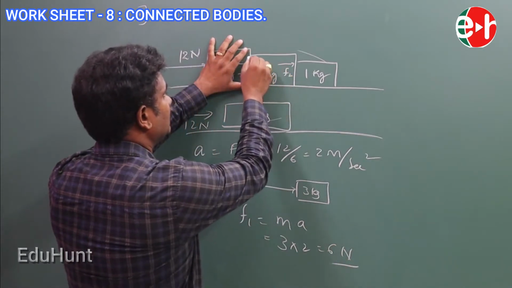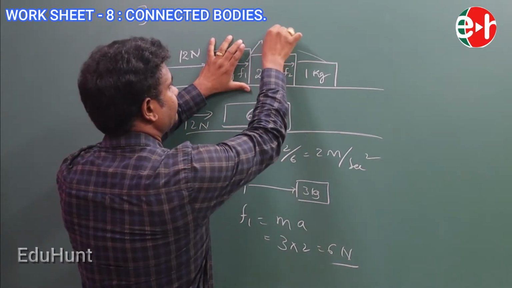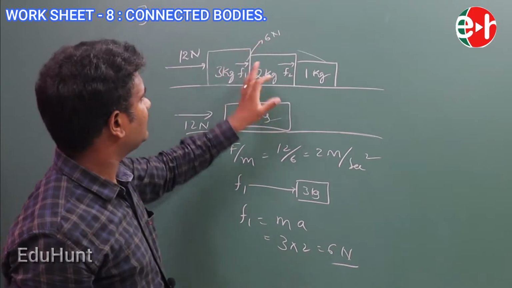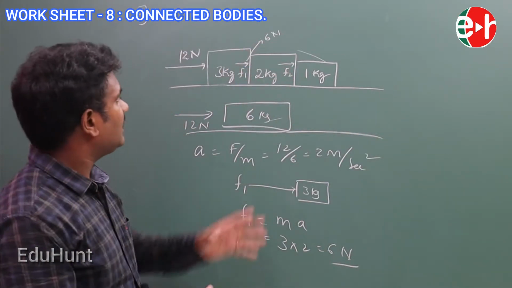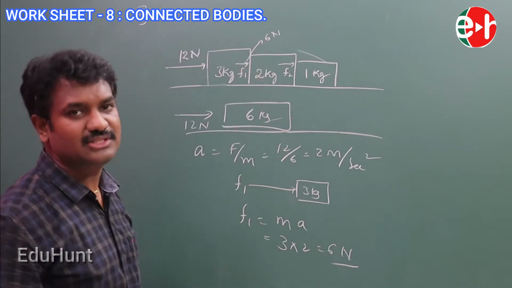So this is 6 newtons acting here. Because of the 6 newtons, these 2 blocks are moving. Okay. So force acting on this 2 kg is nothing but 6 newtons.